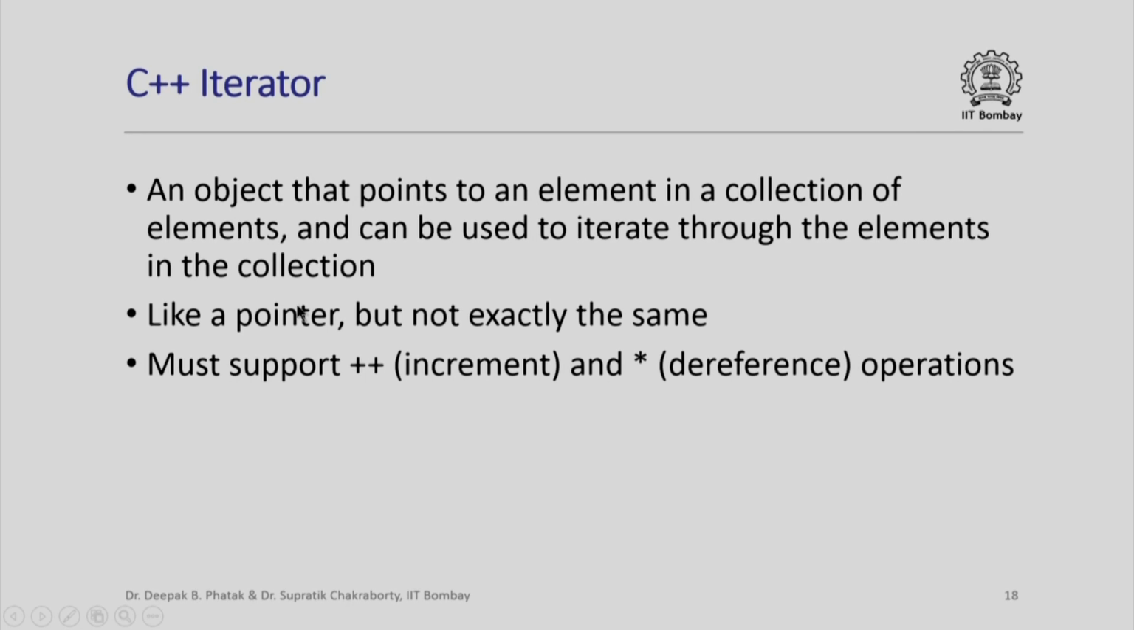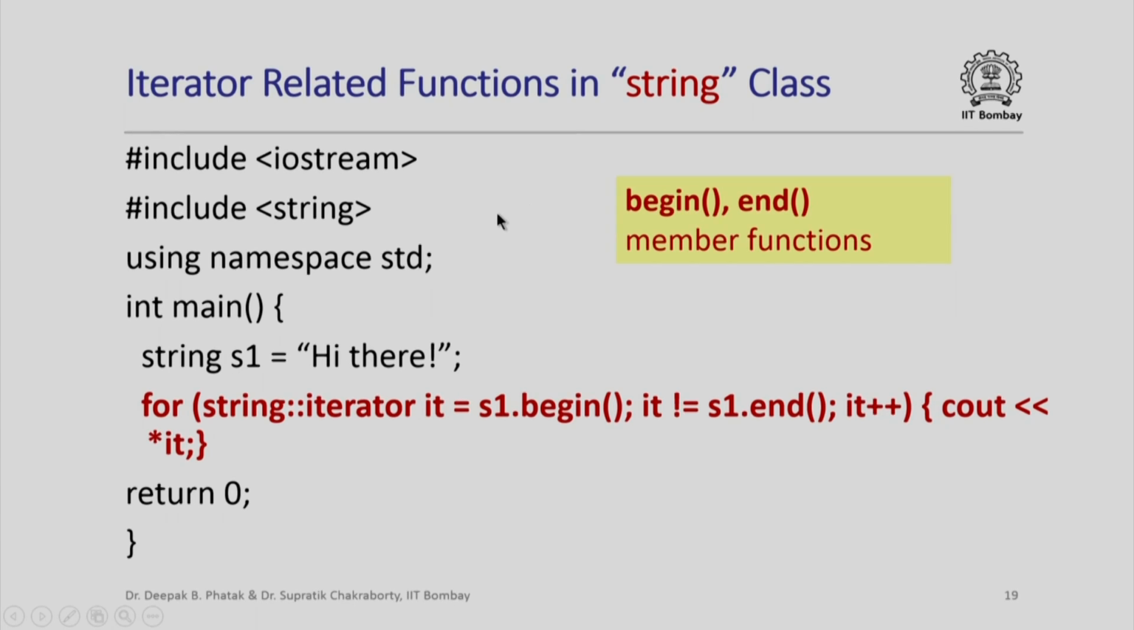So it is like a pointer because it points to an element, but it is not exactly the same, so we will not call it a pointer, we will correctly call it an iterator. An iterator must support the plus plus or increment operator, which can be used to iterate through the elements in the collection, and it must also support the dereferencing operation so that we can see what element it is pointing to. As far as the string class is concerned, you have some interesting iterators here.